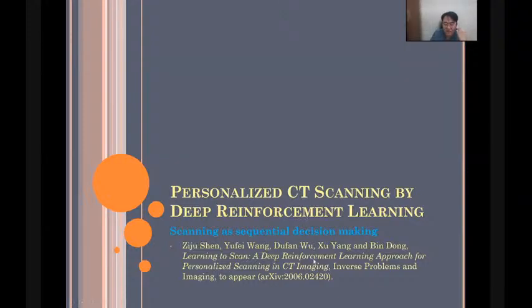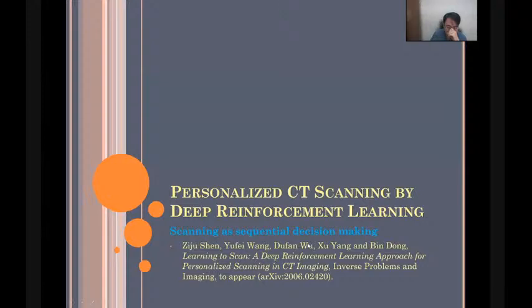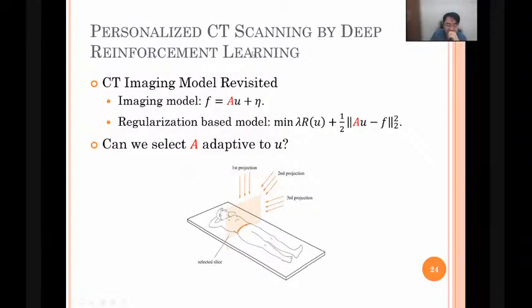So the third work I want to discuss, which is also quite different from the previous two, is trying to tackle the problem of image acquisition. And we did it specifically for CT imaging. This is joint work with Zhu Shen and Yufei Wang, who are also the students who did the work on the previous one, and also my colleagues Dufan Wu from Harvard Mass General Hospital and Xu Yang from UC San Diego, and myself.